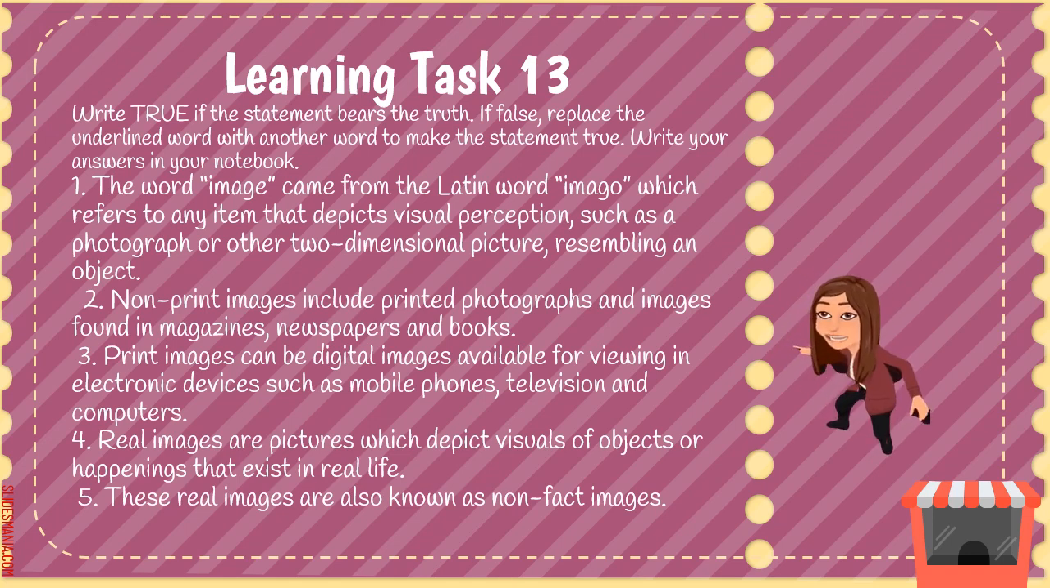So I will read the sentence number 1. The word image came from the Latin word imago, which refers to any item that depicts visual perception such as a photograph or other two-dimensional picture resembling an object. Number 2, non-print images include printed photographs and images found in magazines, newspapers, and books. Number 3, print images can be digital images available for viewing in electronic devices such as mobile phones, television, and computers. Number 4, real images are pictures which depict visuals of objects or happenings that exist in real life. Number 5, these real images are also known as non-fact images.